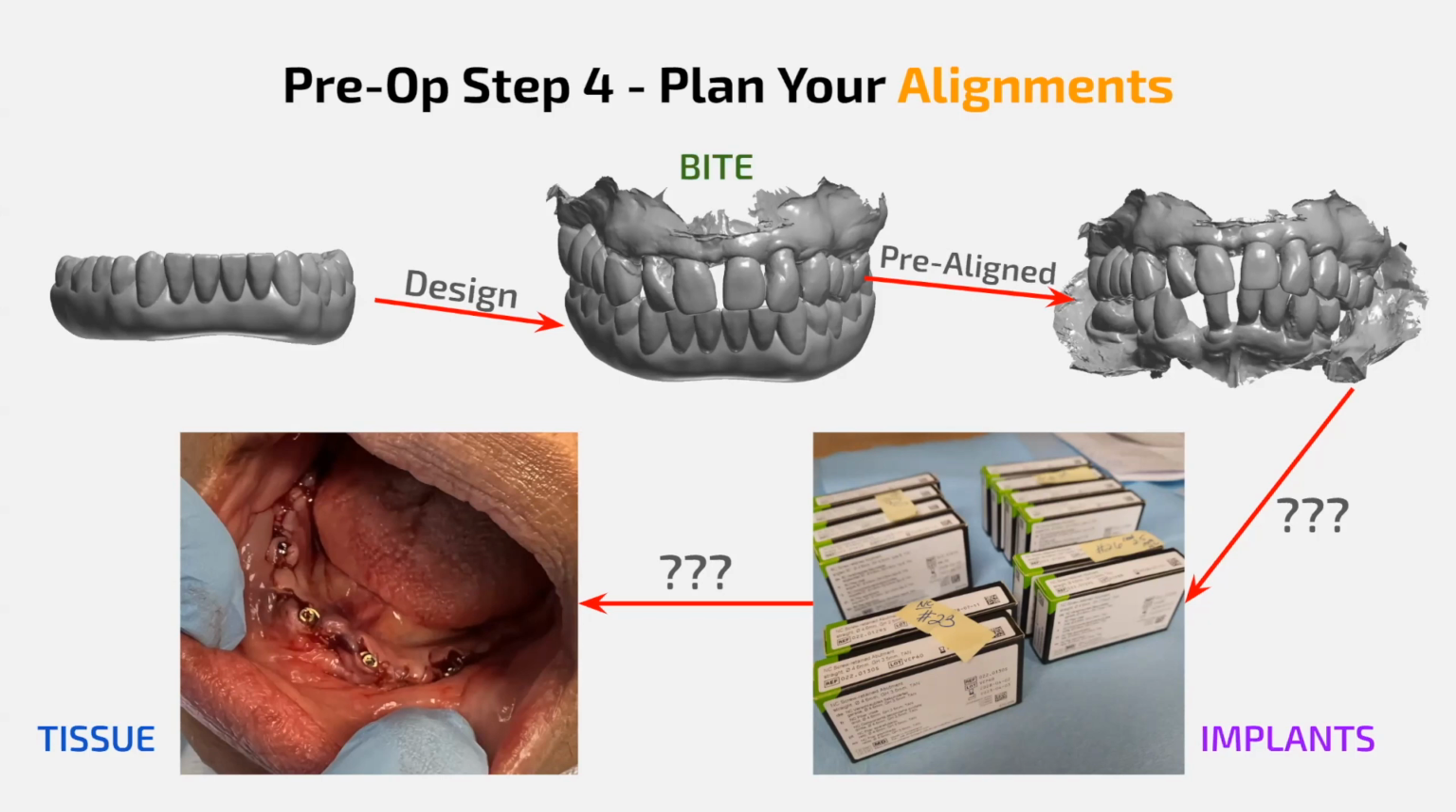So we know that the design was based on the bite, so that's already aligned, right? But how are we going to align the bite to the implants? And then also, how are we going to align the implants to the tissue, right? So just being able to pre-plan and predetermine that ahead of time is very important. And just game planning that out prior to surgery so that you know exactly what you're going to be doing in surgery to get those alignments all in the same space.